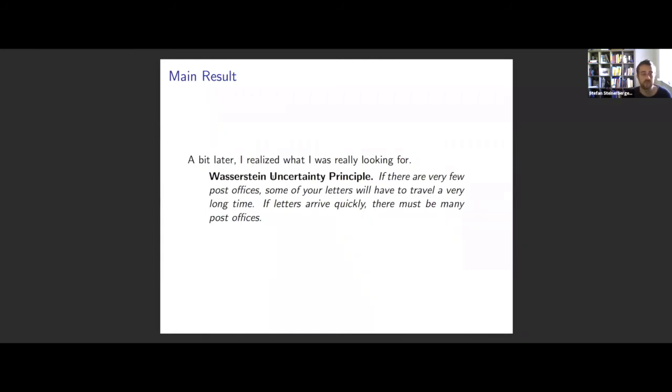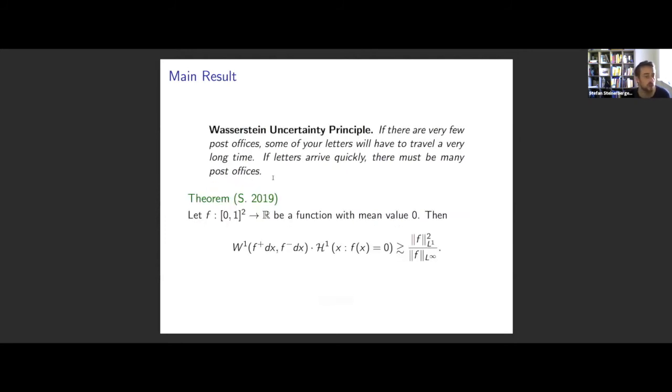It says if you have very few post offices, then the mailman has to go large distances to get you the mail. And if letters arrive all the time and very quickly, then presumably there are a lot of post offices and a lot of mailmen. And I'll try to make this precise now. Here's one way of making it precise. So this is the two-dimensional case.